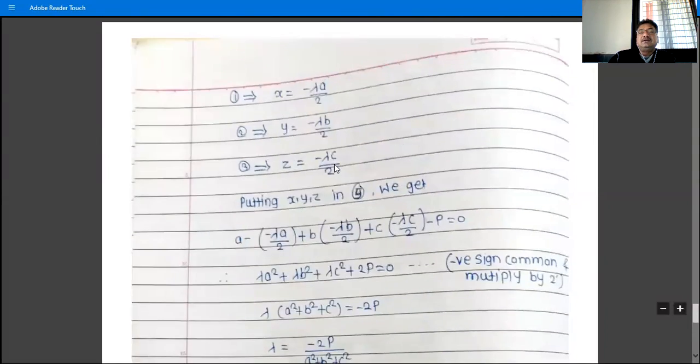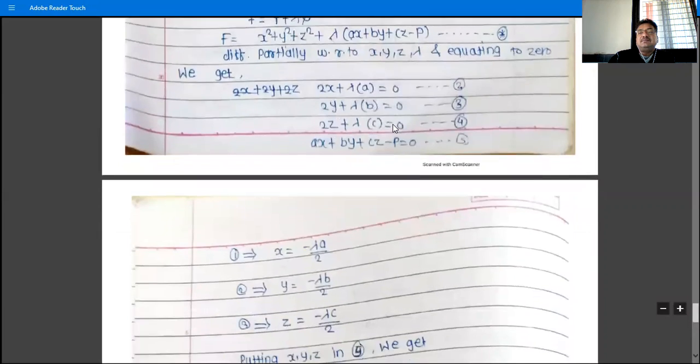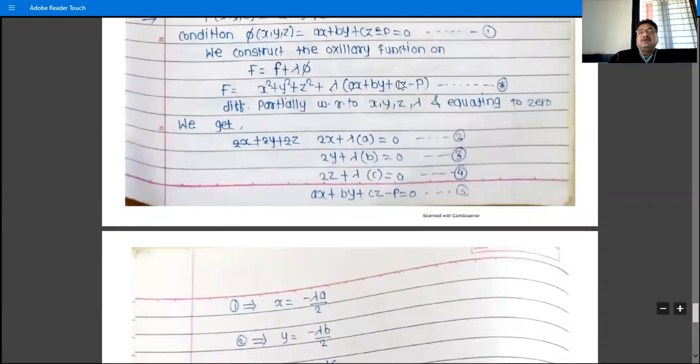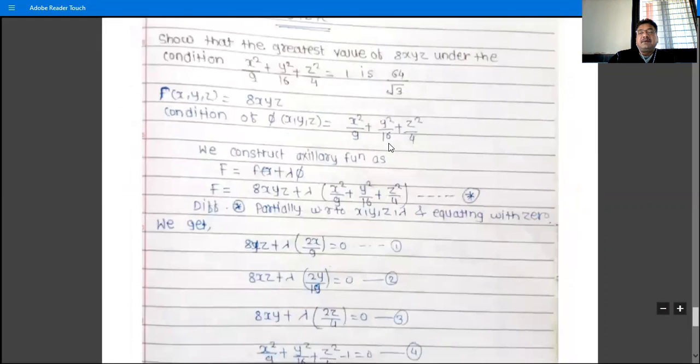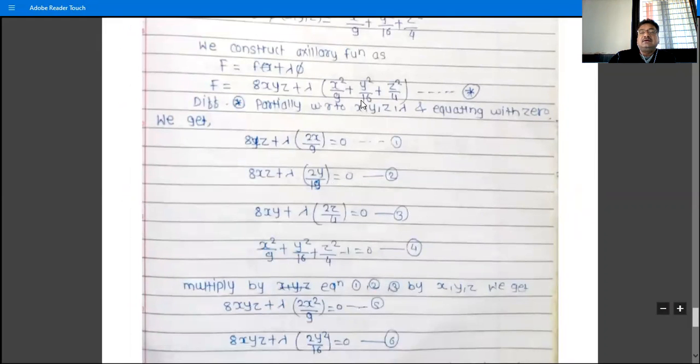Then differentiate this with respect to x, y, z and lambda. This procedure is the same for every example: after writing the auxiliary function, differentiate partially with respect to x, y, z and lambda. If we differentiate partially with respect to x, then y, z and lambda are constants. So the derivative is 8yz plus lambda times the derivative of the bracket. Derivative of x square by 9 is 2x by 9, derivative of y square by 16 is 0, derivative of z square by 4 is 0. Equating with 0.